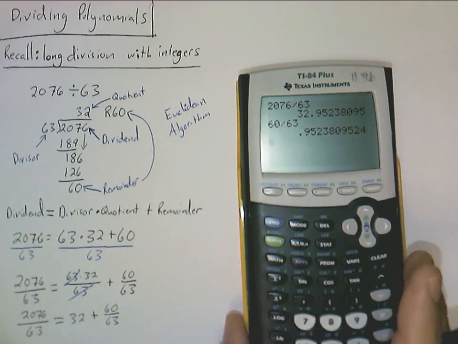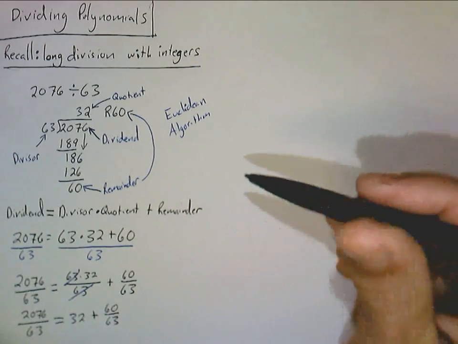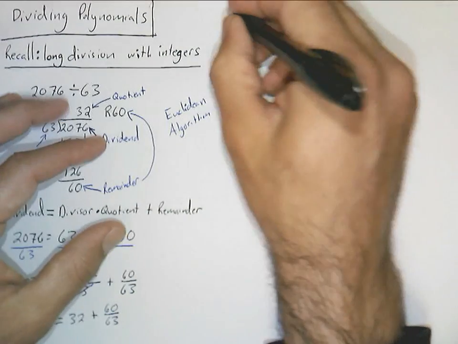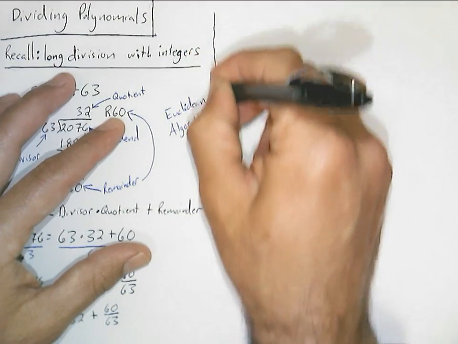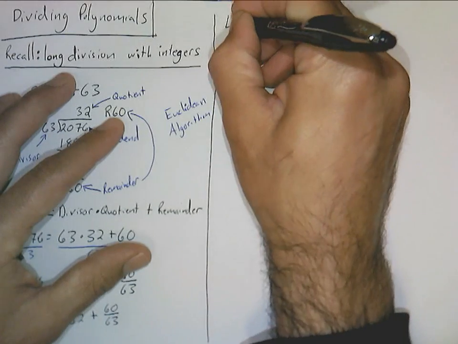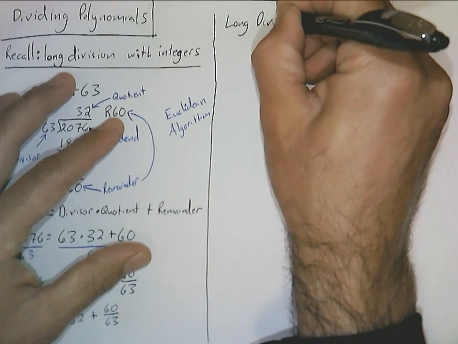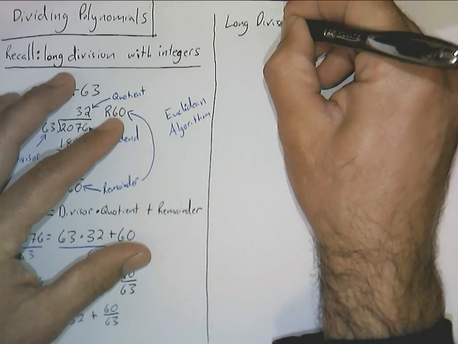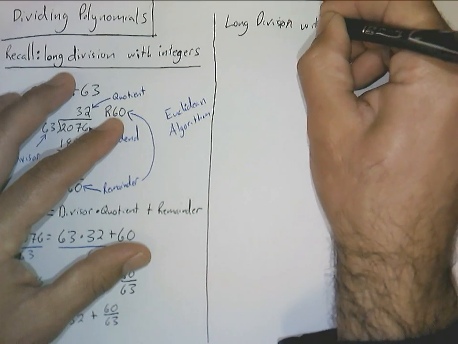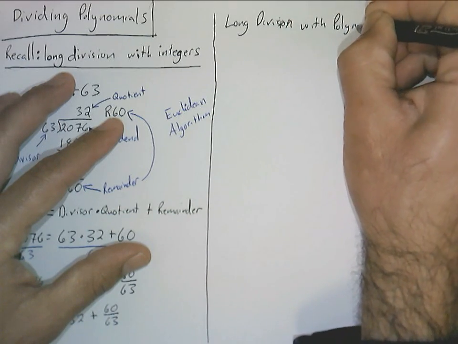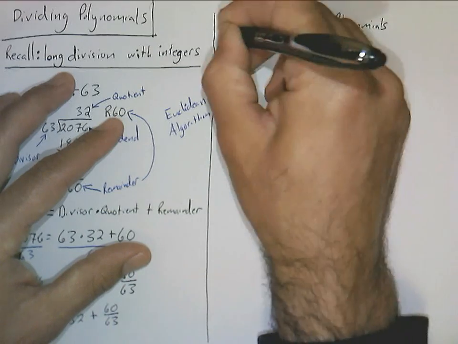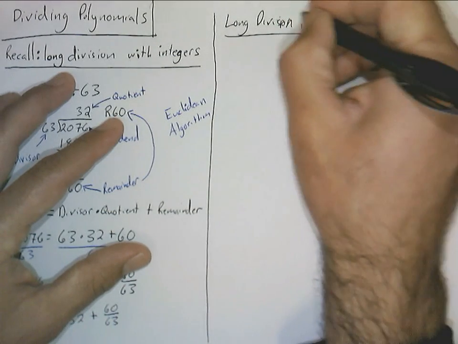Okay. Now, let's do the same thing, but now with a polynomial. So, long division with polynomials. We'll just do a quick little example here.